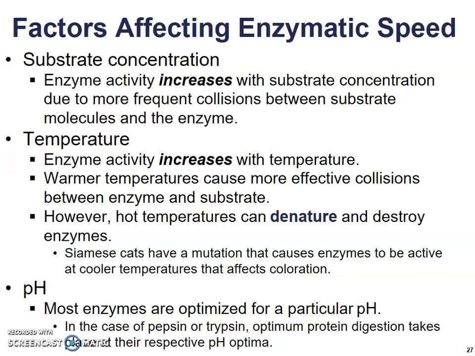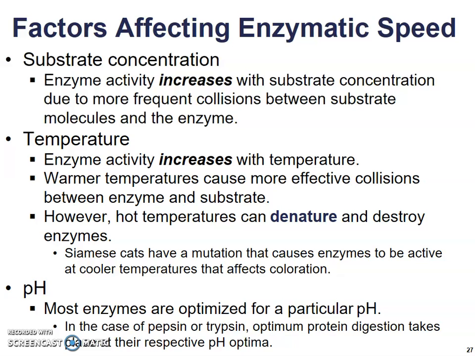Temperature. Enzyme activity increases with temperature. Warmer temperatures cause more effective collisions between the enzyme and the substrate. However, if it's too hot, it can denature and destroy that enzyme. Siamese cats have a mutation that causes enzymes to be active at cooler temperatures, which affects their coloration.